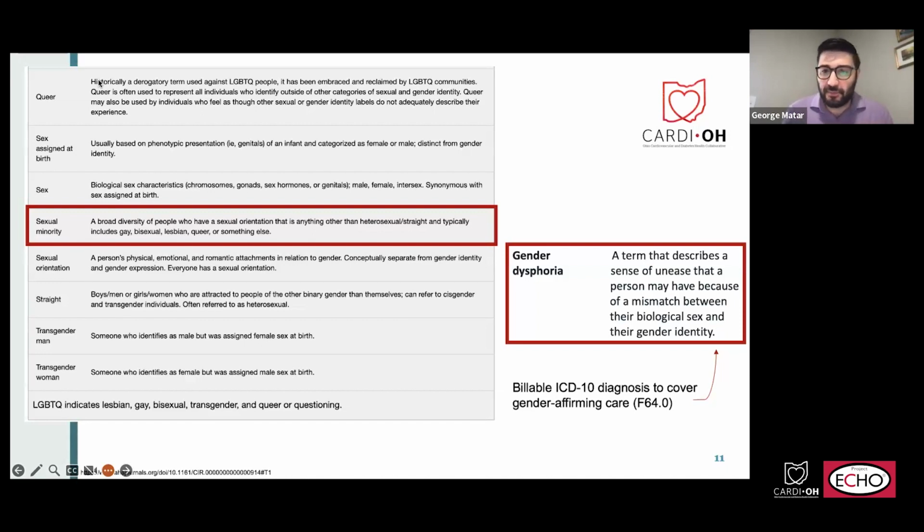I did want to also point out the term gender dysphoria. This is a billable ICD-10 diagnosis code that you may see in patient charts. This code describes a sense of unease that a person may have because of a mismatch between their biological sex and their gender identity. So a lot of our transgender patients will have this as their billable ICD-10 code to be able to provide them hormone replacement therapy for their transgender care, or to have them proceed with any type of surgical procedures that may coincide with the care they're trying to receive.